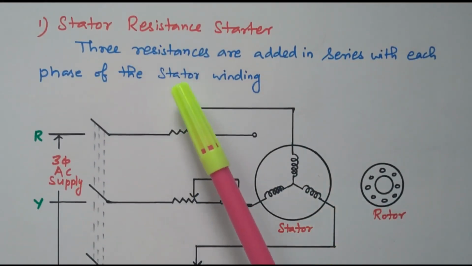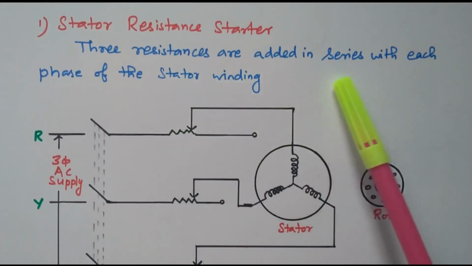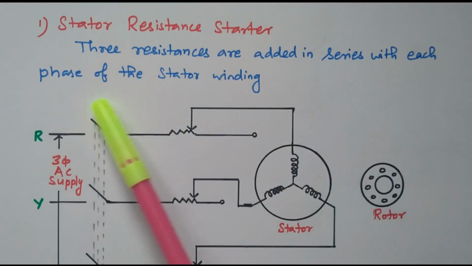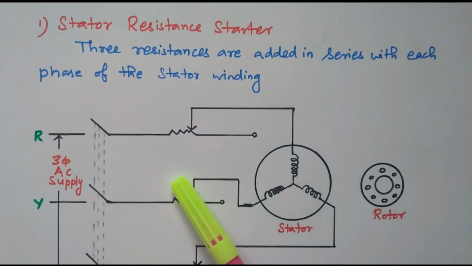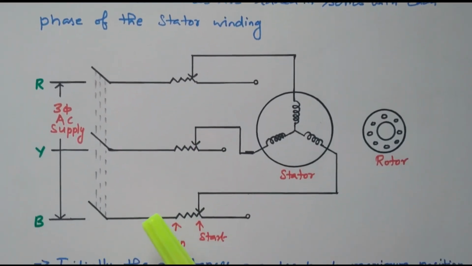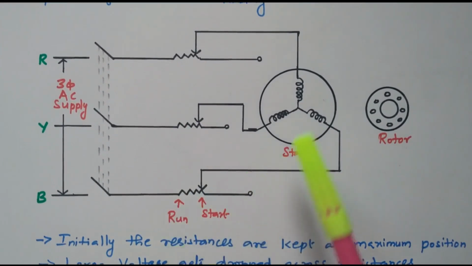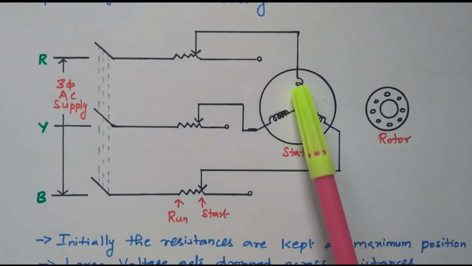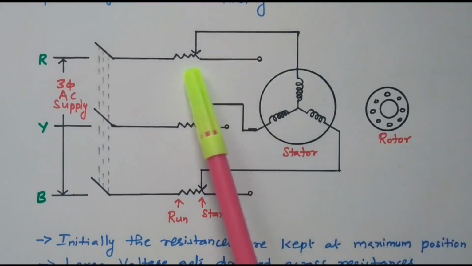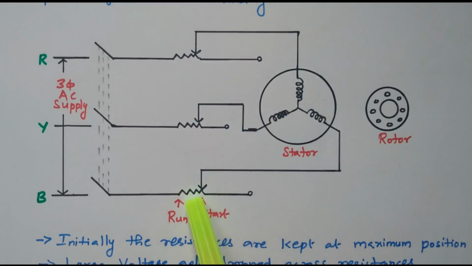So 3 resistances are added in series with each phase of the stator winding. The stator resistance method means 3 resistors are connected to each phase of the stator winding. I will refer to the diagram. So this is a 3-phase induction motor. This is the stator, this one the rotor. This 3-phase induction motor is connected through the 3 sets of resistance.